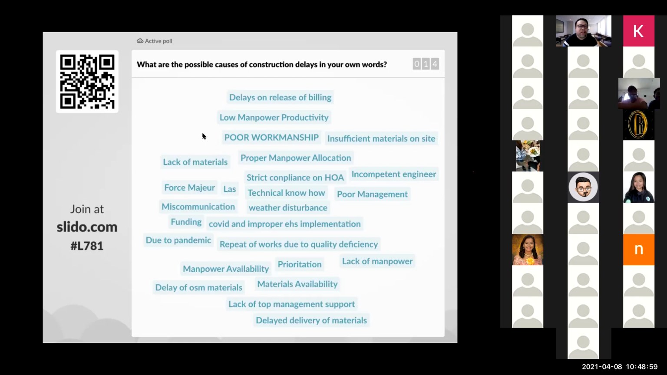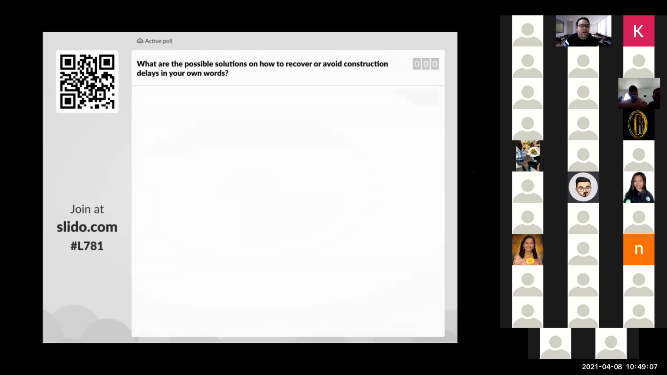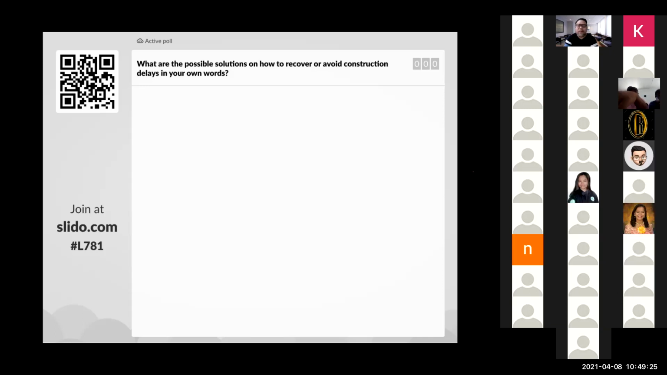Thank you dun sa 14, ha? So I want more na mag-participate. Grab that cell phone and type, no, participate, okay? Next would be, ano naman, what are the possible solutions naman? Nasa isip mo, no? Puro tayo engineers, architects dito. So ano naman, at puro tayo nasa site, ano naman ang solusyon na naiisip mo, halimbawa, no? What are the possible solutions on how to recover or avoid construction delays? Grab that cell phone, scan that code, no, or type that join at slido.com, type number L781 in your laptop or PC. Sige nga, tingnan natin.